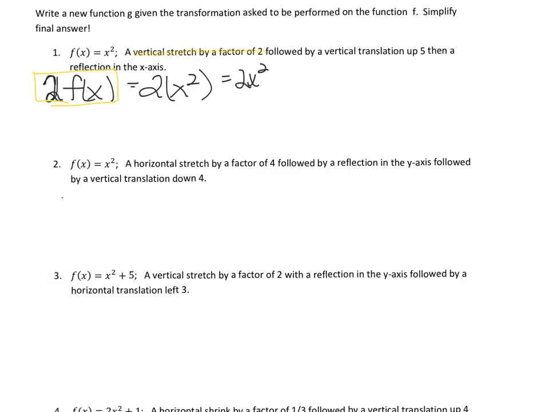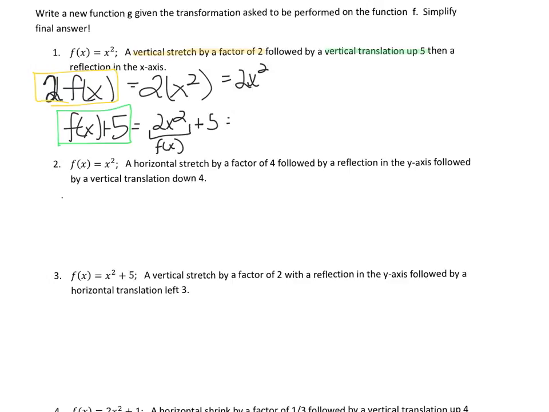The next step, it asks me, followed by a vertical translation up 5. So in function notation, that is f of x plus 5. So f of x is what I got from my first step, 2x squared, that's my f of x, plus 5. So that's just 2x squared plus 5. There's no simplifying to do. So that's the green step.